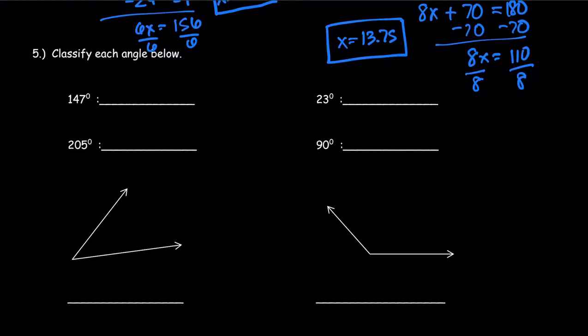I forgot about straight. So let's take a look here. 147 degrees. I need to remember, well, that's less than 180, but it's more than 90. We call that angle obtuse. 23 degrees, less than 90, that is acute. 205 degrees, more than 180, that's called a reflex. 90 degrees is a right angle.